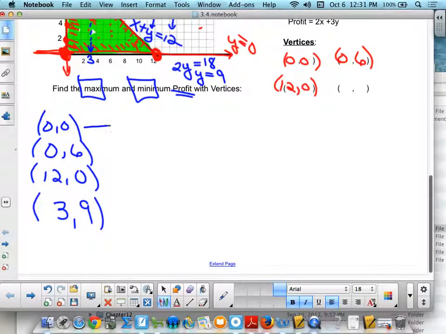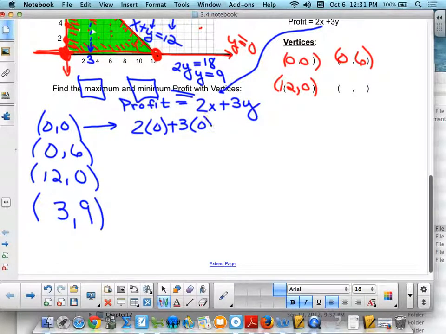With those vertices, you're supposed to plug them in the profit formula. The profit formula was given up here. It's 2 times x plus 3 times y. So what kind of profit do you make if you produce 0 computers and 0 software? How much money are you going to make? 0. So put it in: 2 times 0 plus 3 times 0. You made 0. What you probably found was your minimum right there.